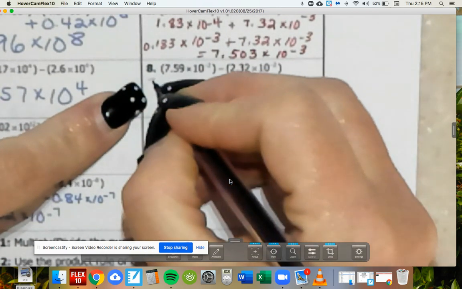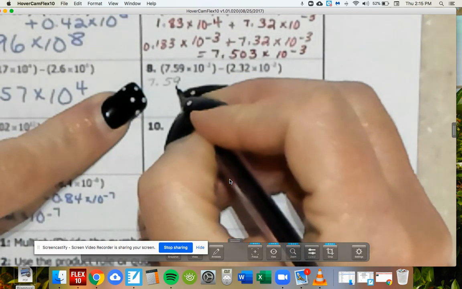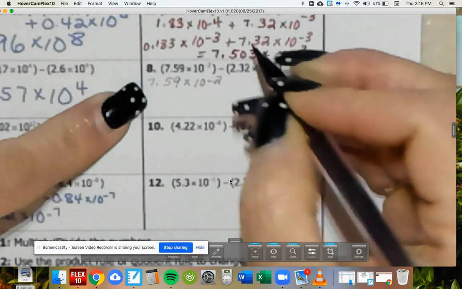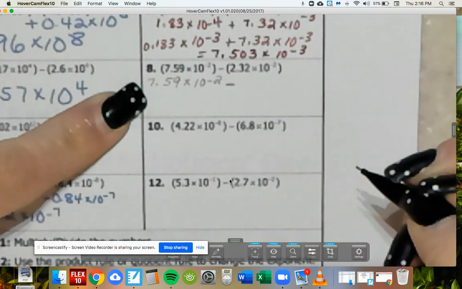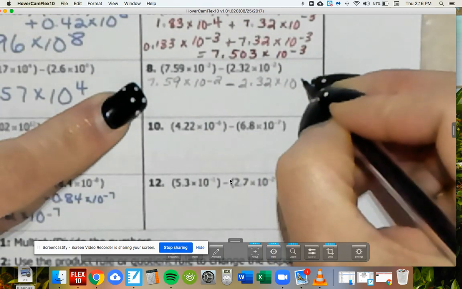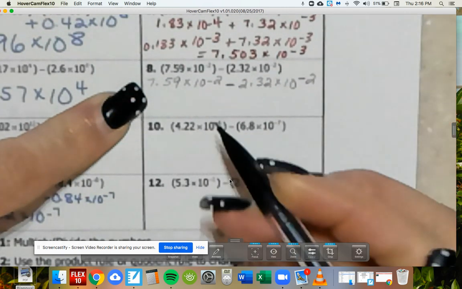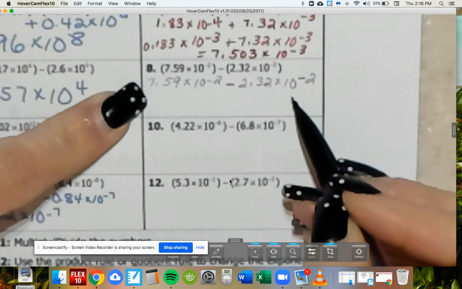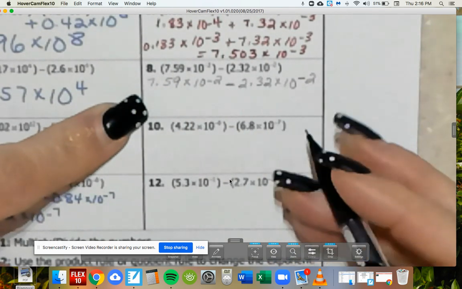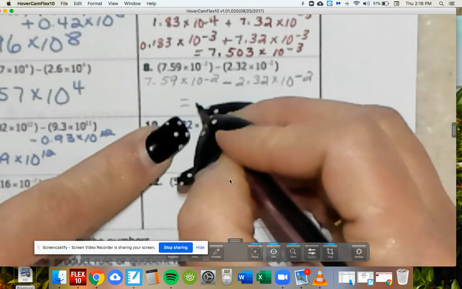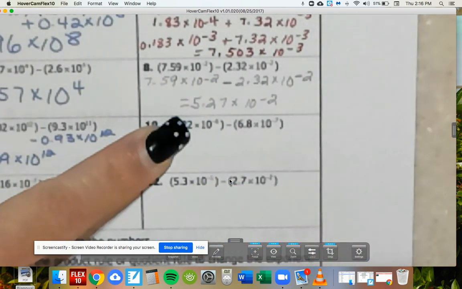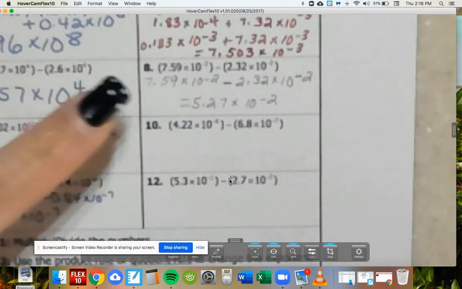It says 7.59 times 10 to the negative 2 minus 2.32 times 10 to the negative 2. Yay, they matched! 10 to the negative 2, 10 to the negative 2. Oh, this is an easy one. All we have to do now is subtract. 7.59, subtract 2.32. We end up with 5.27 times 10 to the negative 2. Yay, that one was easy. We didn't have to adjust anything.